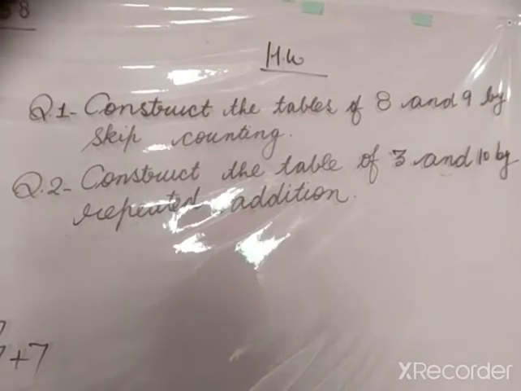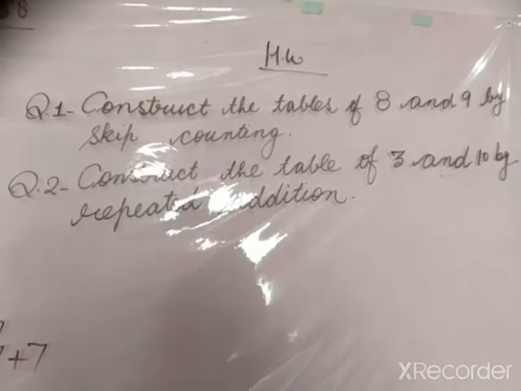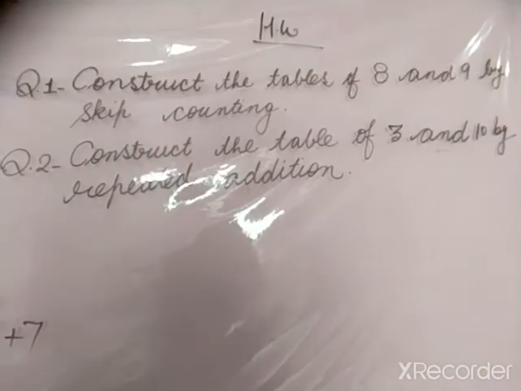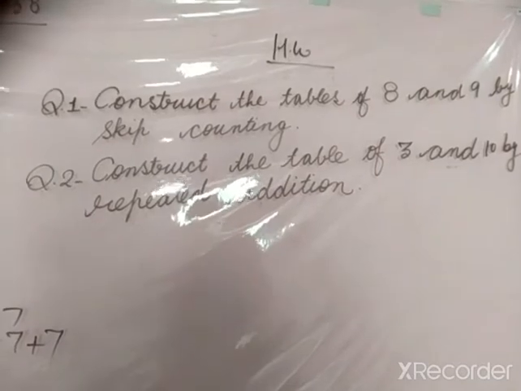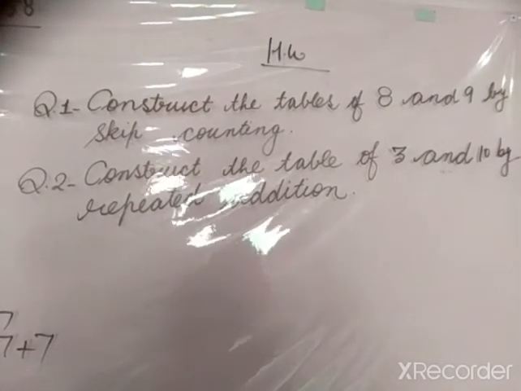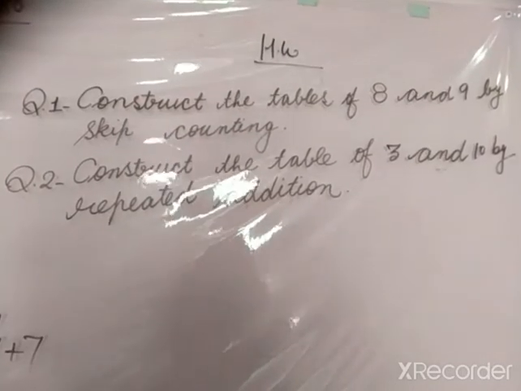Now see students, I have written your homework of today. Construct the table of 8 and 9 by skip counting, which you have to do in your notebook. And then question number 2, construct the table of 3 and 10 by repeated addition. Okay students, so these 2 homework I have given you today, which you have to do within 2 days. Okay, within 2 days means you can take today and tomorrow timing, and you can do it. Okay, I'll tell you through WhatsApp then when, at what time you have to send your homework.